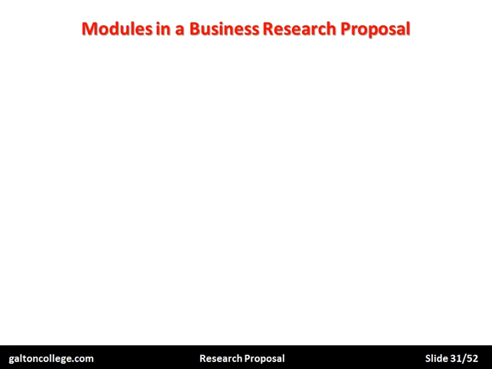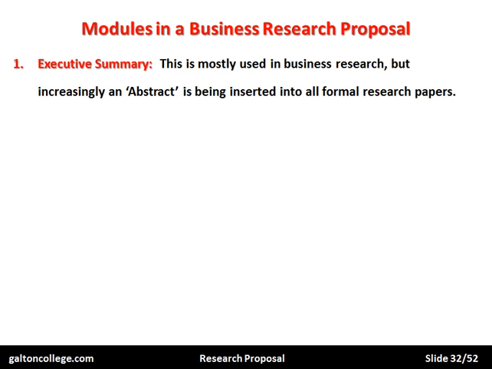Now, the modules in a business research proposal. Well, generally speaking, there's an executive summary. This is mostly used in business research, but increasingly an abstract is being inserted into all formal research papers. So an abstract is like the executive summary. Executive summary is just a page, perhaps, or a page and a half, something short, which gives the essence of what was the research and perhaps what was found, and perhaps a couple of words on the limitations of the research.